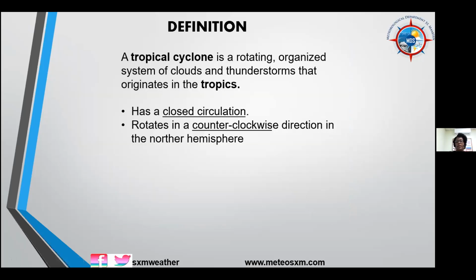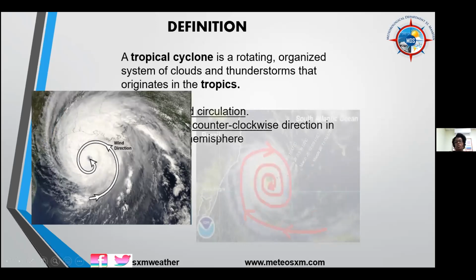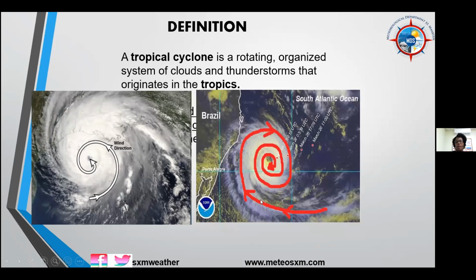So the next one is that it has to rotate counterclockwise. In the northern hemisphere where we are located, storms and hurricanes spin anti-clockwise, or counterclockwise. So this is an example. The winds will spin in that direction, anti-clockwise. In the southern hemisphere, it goes the opposite direction, clockwise. So this is an image of a storm close to Brazil, which is in the southern hemisphere, and you can see with my arrows, I've pointed that it goes in a clockwise direction. Okay.